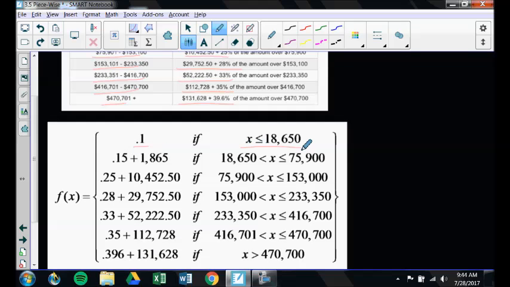10% if you make less than this amount of money, or exactly that amount of money. It's going to be 15% plus this fee if you're somewhere in this range. And the more you make, the more you're taxed, but you wouldn't ever plug x into all of these things. Suppose I made $50,000 one year. Well, to do f of 50,000, I wouldn't plug 50,000 into every single one of these pieces. I would just plug it into this one, because that's where 50,000 fits.